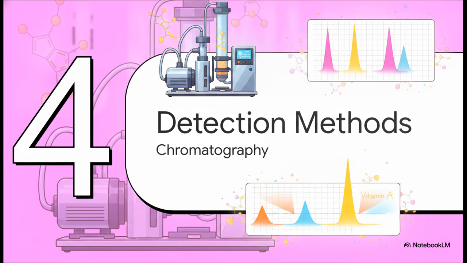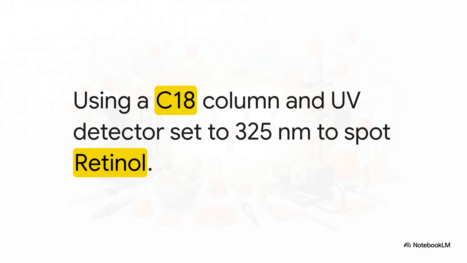Section 4, chromatography and detection methods. Here's where the magic happens. We push our methanol sample through a specialized reversed phase C18 analytical column. As the molecules separate out, we shine an ultraviolet light precisely between 325 and 326 nanometers. Why that exact number? Because that's the exact wavelength where the conjugated double bonds in retinol absorb light. It basically makes them shout, "Here I am," to our detector.